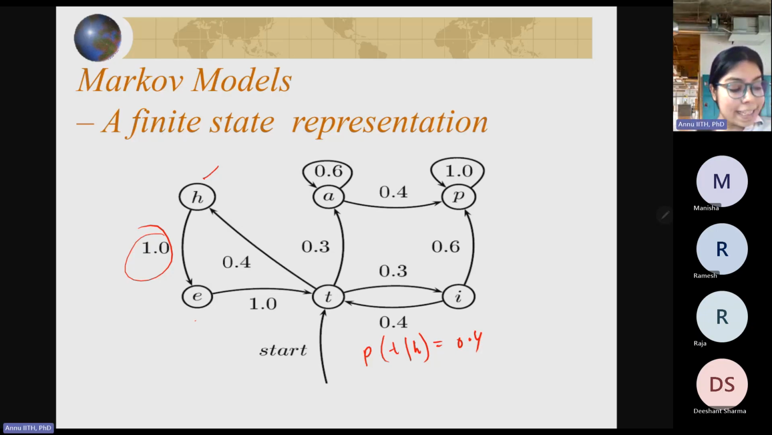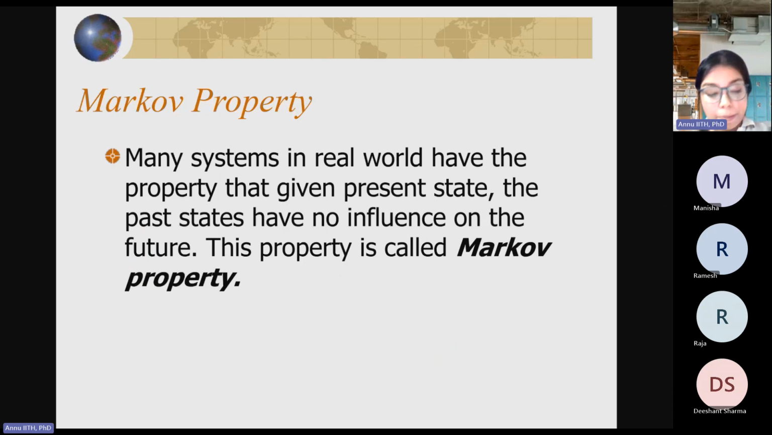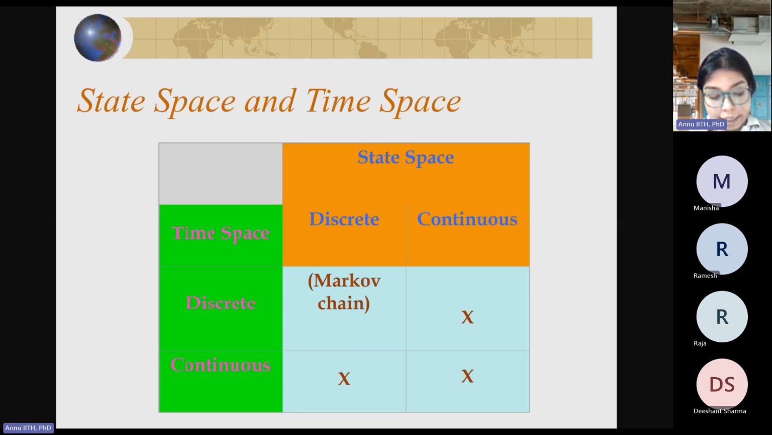Moving ahead, many systems in the real world have the property that, in a given state, the past states have no influence on the future. This property is called the Markov property. Now, suppose you have time space, discrete or continuous, and state space, also discrete or continuous. When the time space is discrete and the state space is also discrete, in the sense that you can represent it in terms of number of steps, then it is a Markov chain. If the time steps and state space are not discrete, then it is not a Markov chain.